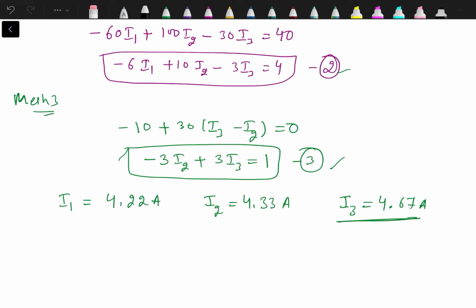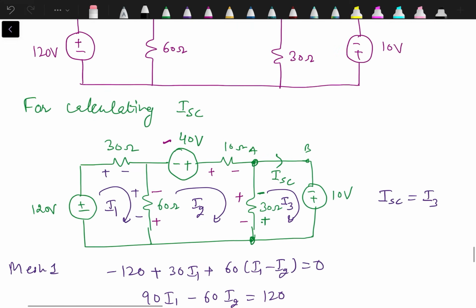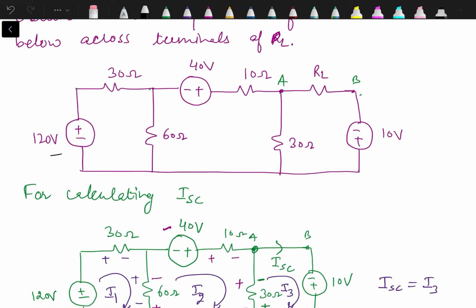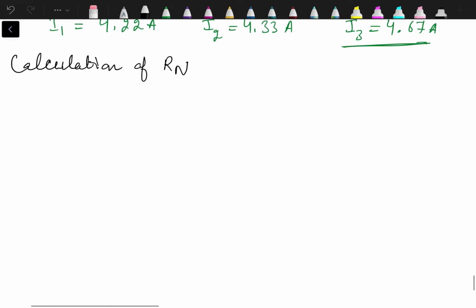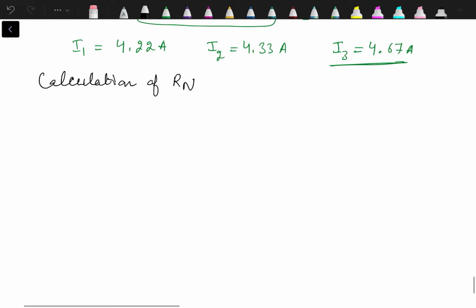The next step here is calculation of Norton resistance. For Norton resistance, 120 volt, 40 volts, 10 volt, they will be replaced by short circuit. Load resistance replaced by open circuit, because we have to find out the equivalent resistance seen from these two terminals.